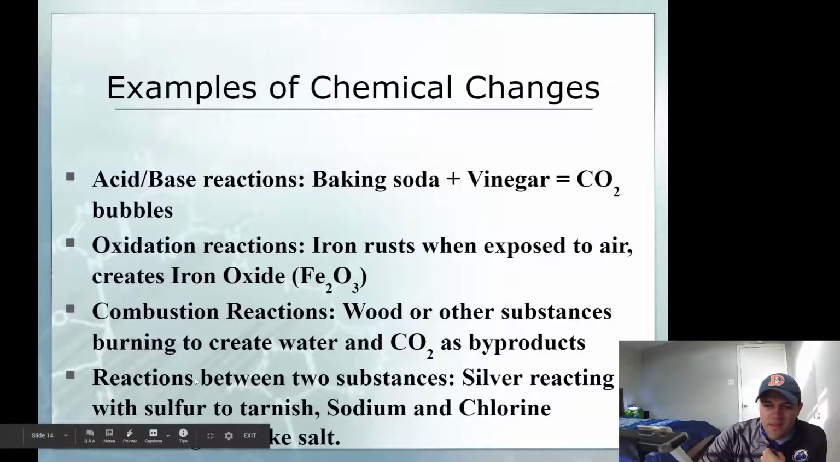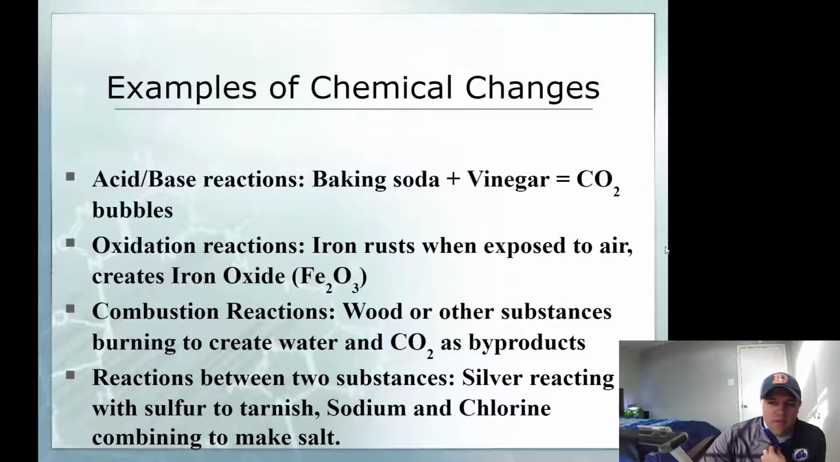All right, and then reactions between two substances. So if you have sodium and chlorine and you mix them together, it'll create a flame, and they make salt, sodium chloride, table salt, or silver reacting with sulfur in the air to tarnish and create that pattern on the outside of silver, like spoons or anything like that you sometimes see. That is a chemical reaction as well.